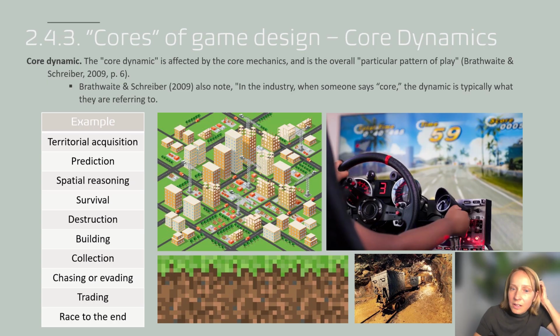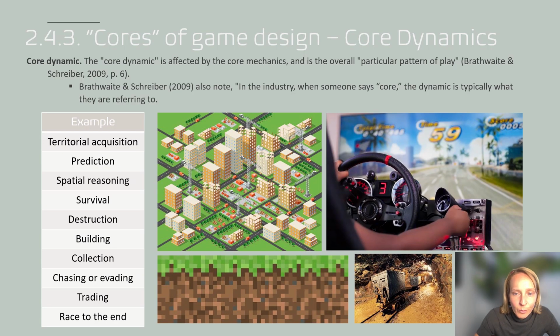The next area we have to look at in the cores of game design is dynamics. And again, it's often tricky because if dynamics are made of mechanics, where does the line stop, when a mechanic can be a dynamic? The examples they have in the book are territorial acquisition, prediction, spatial reasoning, survival, destruction, building, collecting, chasing or evading, trading, race to the end.